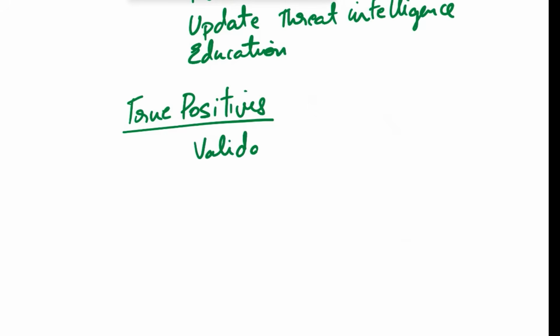First, we validate, that is, confirm that the detected activity is indeed a security threat by analyzing logs, historical data, and any available context. Then prioritize. Assess the severity and impact of the threat to determine its priority for response. High severity threats should be addressed immediately.